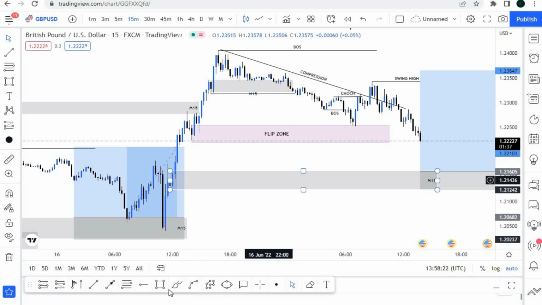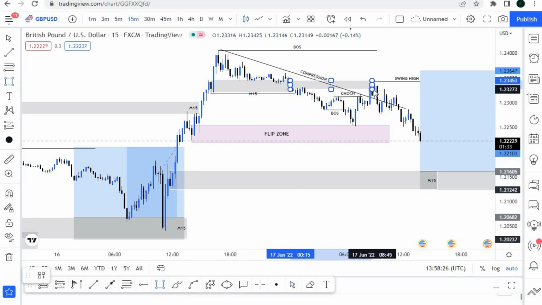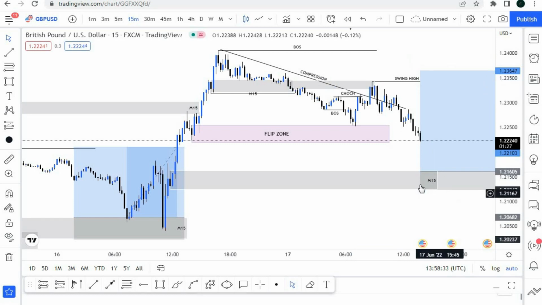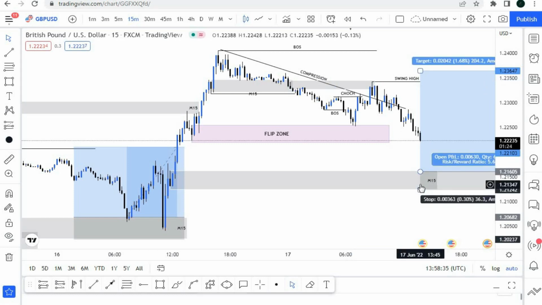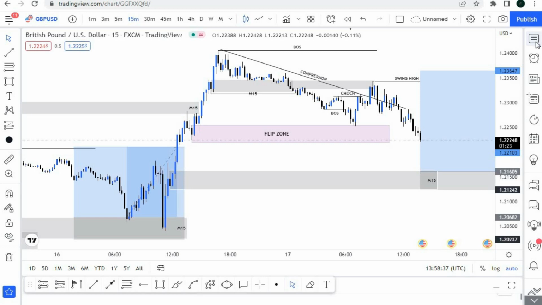So a failed demand will now become a supply, right? A failed demand will now become a supply. So that's why the price rejected, and then they are going down now. So we'll wait around that zone area.